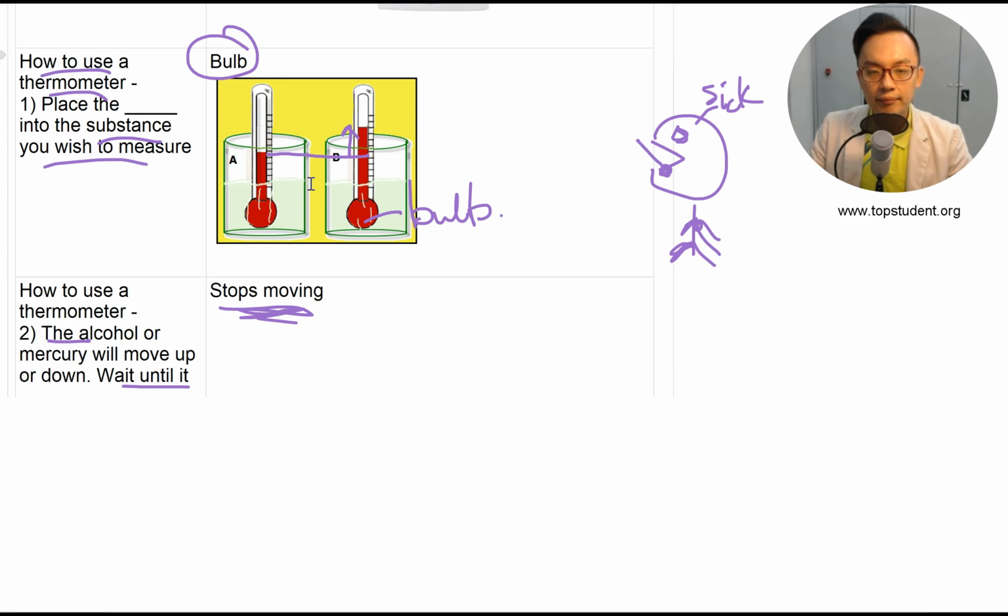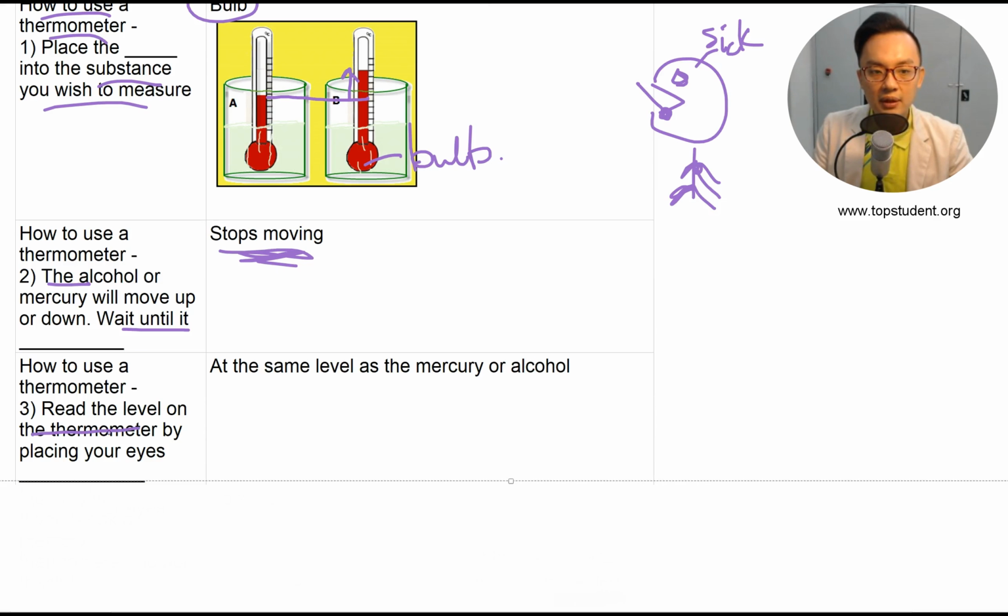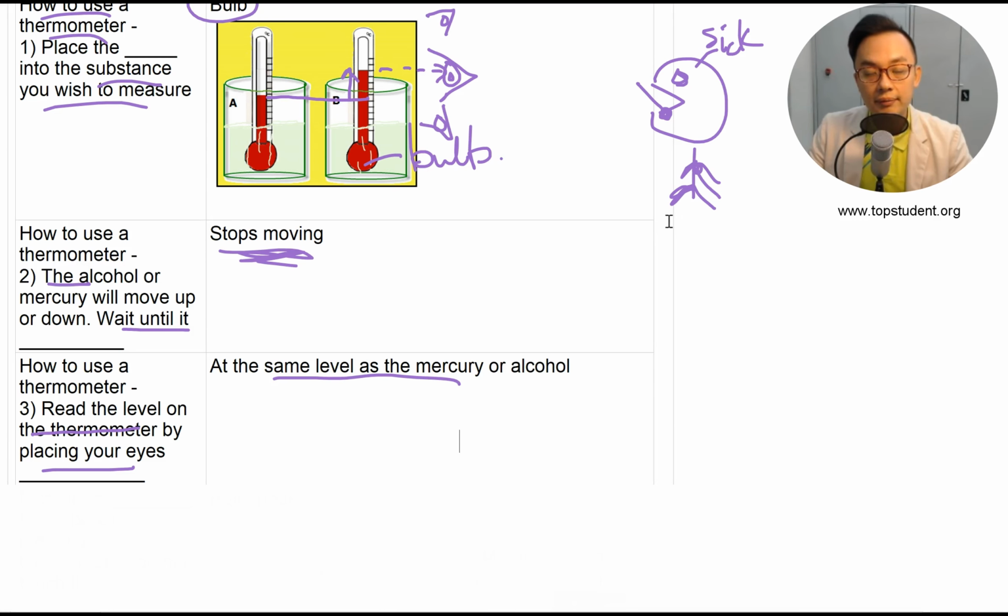Then what happens? Read the level on the thermometer by placing your eyes at the same level as the thermometer. So you're going to place your eyes at this level, alright? Same level as the thermometer. If you place your eyes on top of the thermometer like this, or from the bottom like this, then you're going to see different kinds of readings, okay? So it's important to place it at the same level as the mercury or the alcohol of the thermometer.